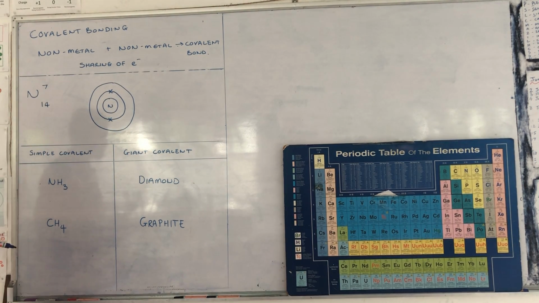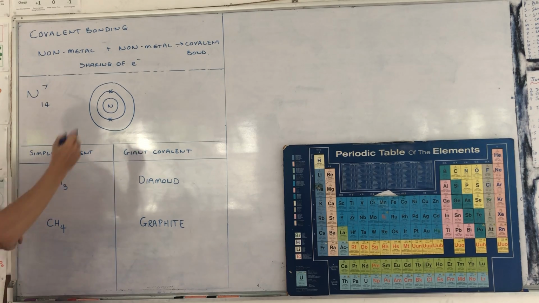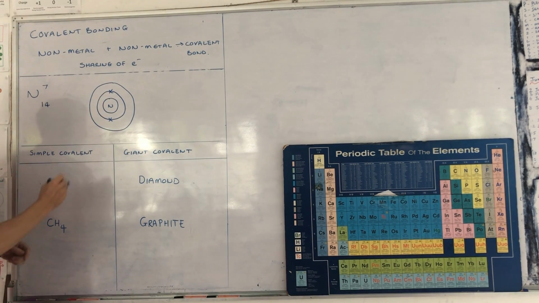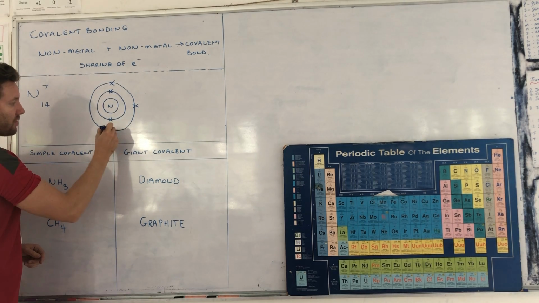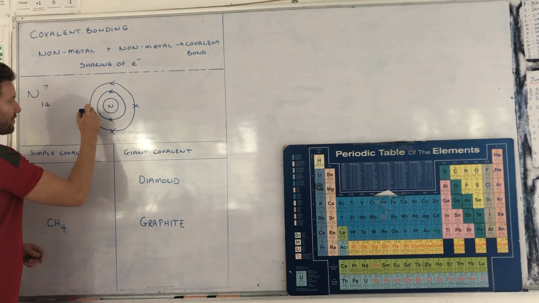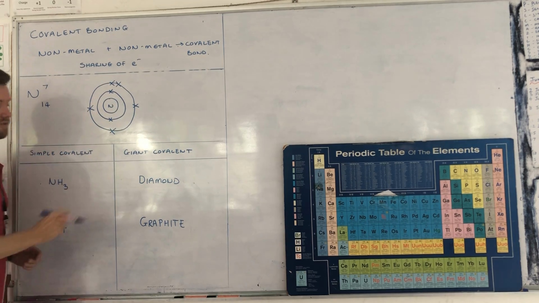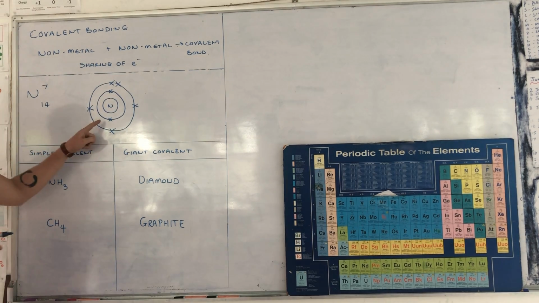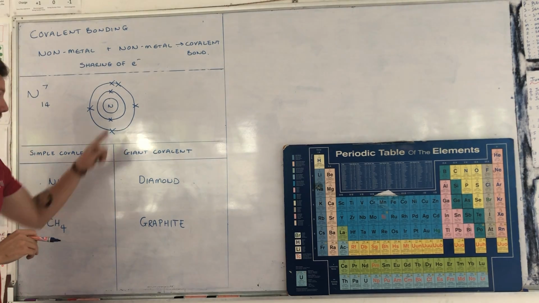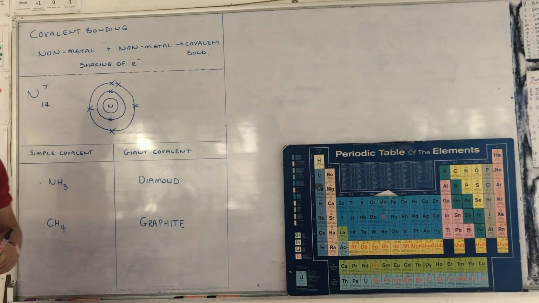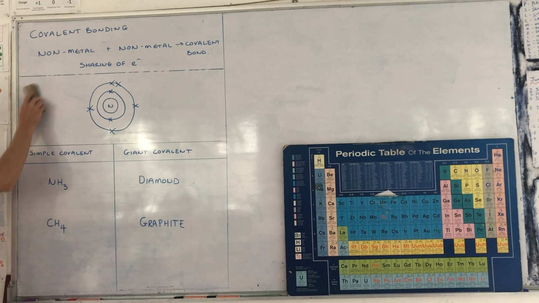But how many more do we need? So our atomic number of 7. So 1, 2, 3, 4, 5, 6, and 7. Okay, there we go. So there we have drawn out our electron configuration, our atomic structure for nitrogen. Let's take this one off the board.